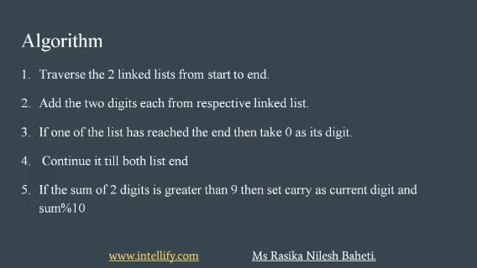1. Traverse the two linked lists from start to end. 2. Add the 2 digits, one from each respective linked list. 3. If one of the lists has reached the end, then take 0 as its digit. 4. Continue recursing till both lists end. 5. If the sum of 2 digits is greater than 9, then set carry to 1, and the current digit should be sum mod 10. Also we can do sum equals sum minus 10.